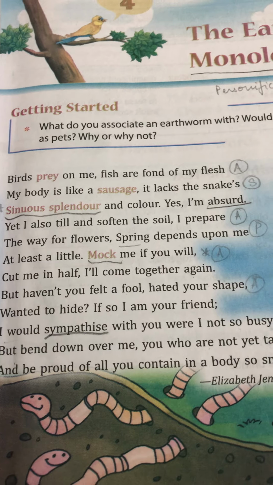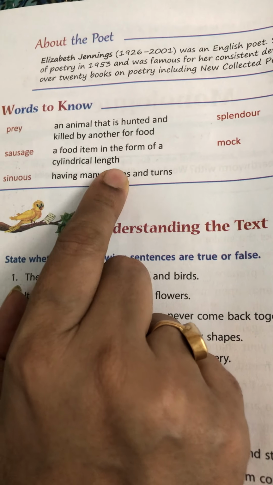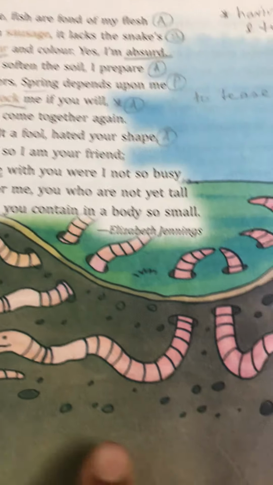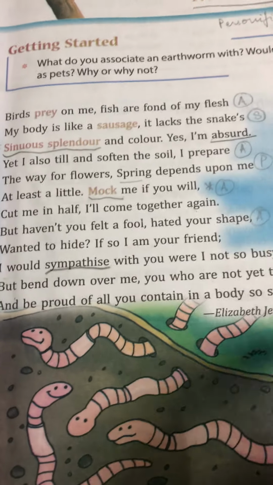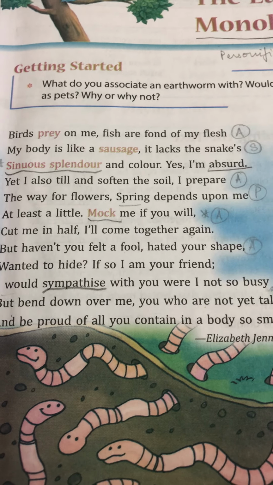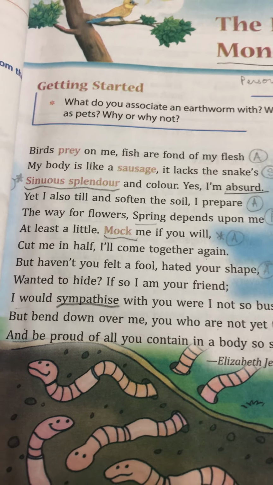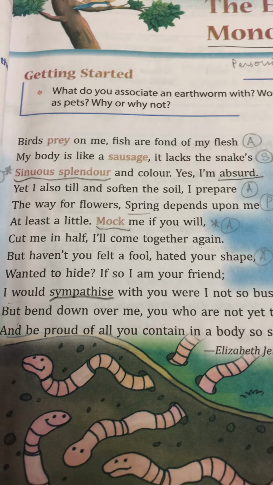Now you all know what a sausage is. Even the meaning is given at the back, students. Sausage means a food item in the form of a cylindrical length. So it's been said over here that my body is like a sausage, meaning it's cylindrical in shape. You can see over here, it's just a cylindrical, fleshy body with no bony structures in it, because it is counted among the non-vertebrates. Even snakes are like spineless creatures, but still the earthworm is more so. It is looking like a sausage.